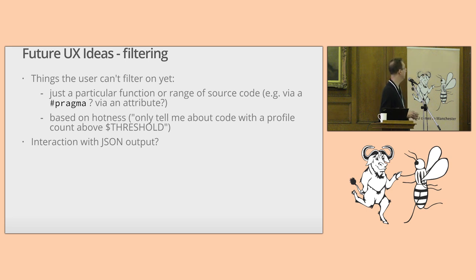Do people like the idea of a pragma or a function attribute for filtering this, or a profile threshold? No opinions? Okay, I'll move on.